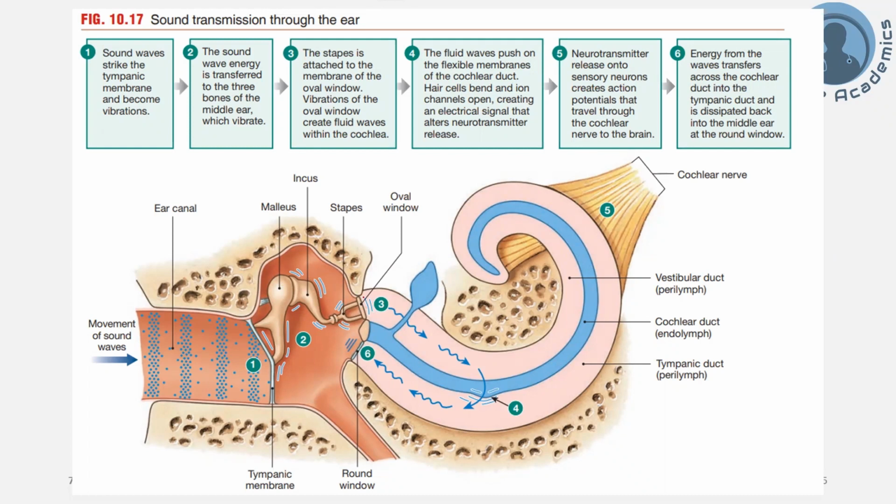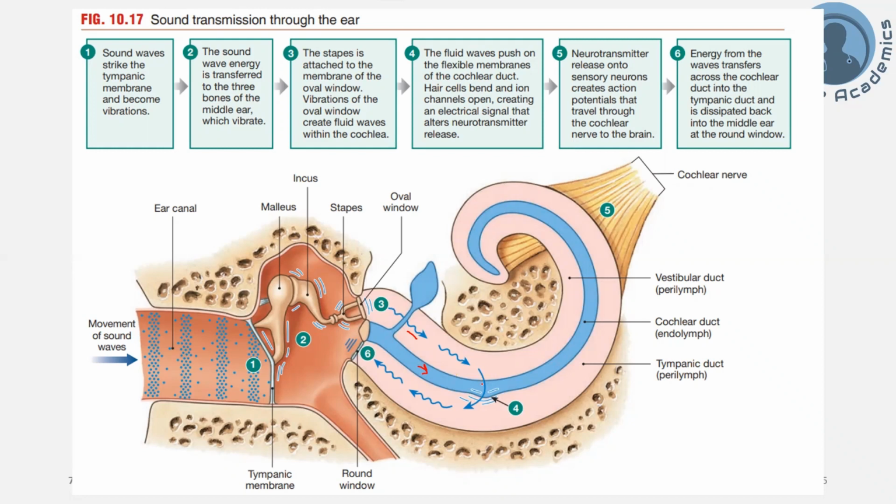It is covering the oval window, which has a membrane over here. This membrane is then vibrating and it is going to create fluid waves within the cochlea. These fluid waves are generated in the perilymph. You can see over here these wriggly arrows. These fluid waves can push down on the flexible membranes of the cochlear duct. This right over here in blue is the cochlear duct, which contains the endolymph. When these fluid waves push down on these membranes, they set up fluid waves in the endolymph as well.